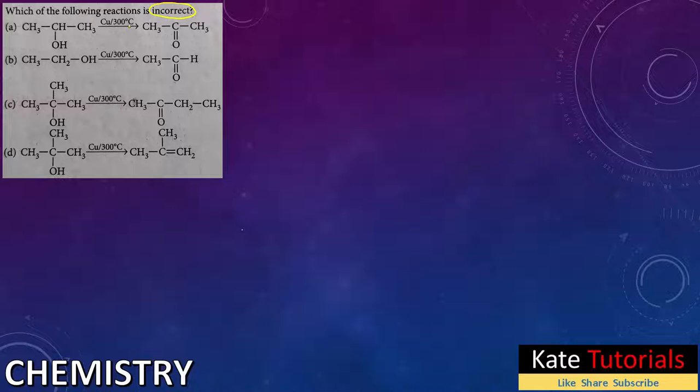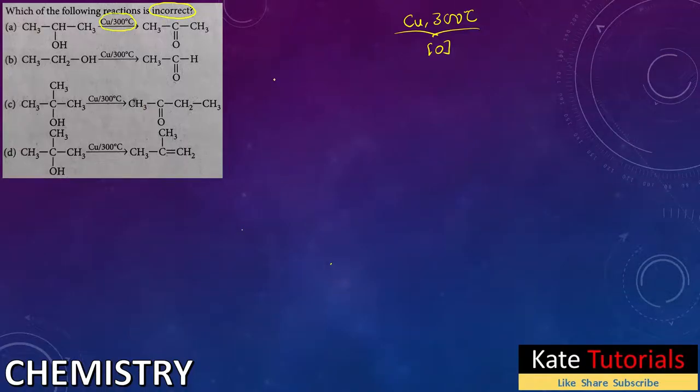Before discussing these options, let me discuss what the work of this copper at 300 degrees Celsius is. If we heat this copper at 300 degrees Celsius, it acts as an oxidizing agent. Oxidizing agent means it will oxidize the given compound.